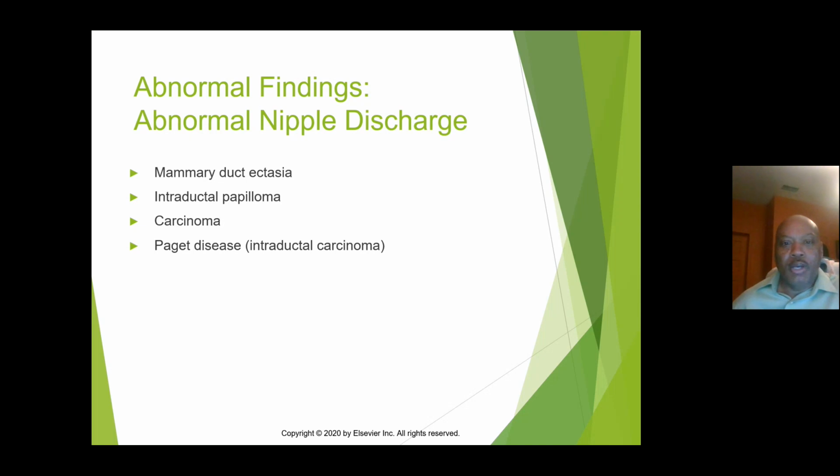All right. Take a look at abnormal nipple discharge here. This information can be found on page 401. Look at mammary duct ectasia, intraductal papilloma, carcinoma, which we know is cancer, and also Paget disease, intraductal carcinoma as well, or another form of cancer. So take a look at those definitions as well. Again, if there's anything that you need to know about that, more specifically, I will place that on the focus sheet.